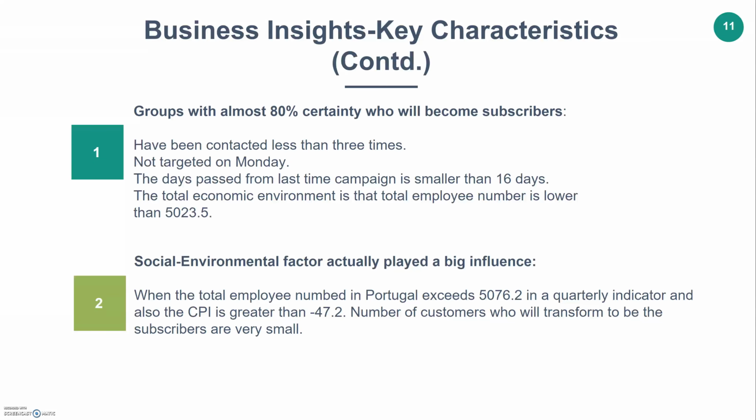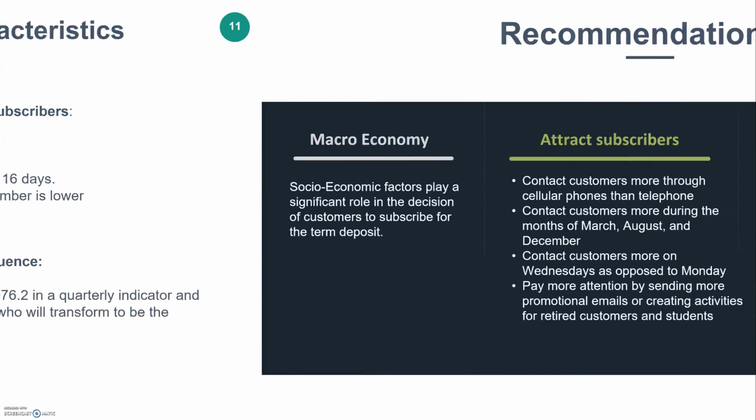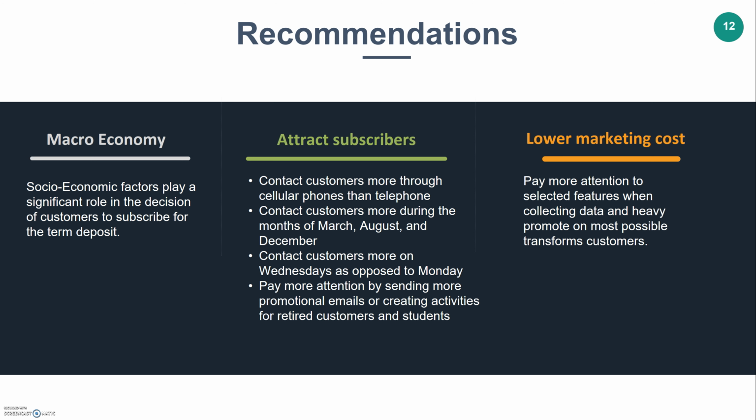From the decision tree, we also identify a group with almost 80% certainty that they will subscribe after being targeted. These are people who have been contacted less than 3 times and not targeted on Monday, and the days passed since the last campaign is smaller than 16 days. Decision trees also tell us about macroeconomic status. Here come the recommendations.